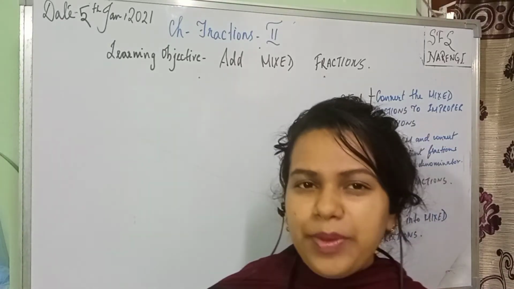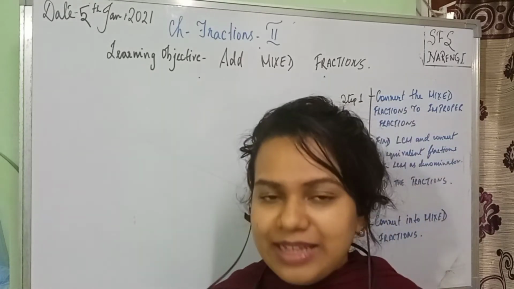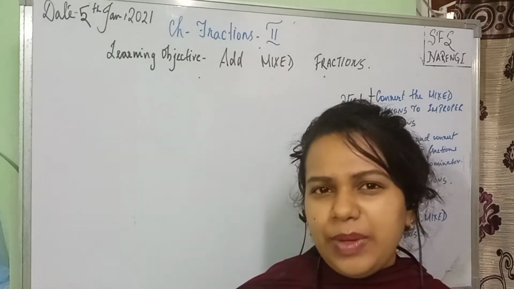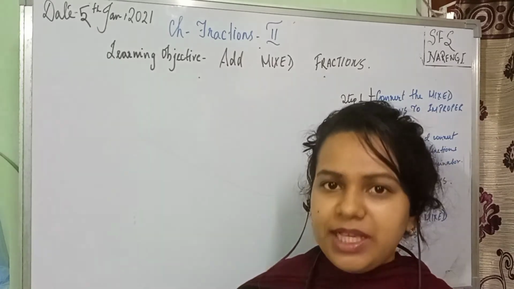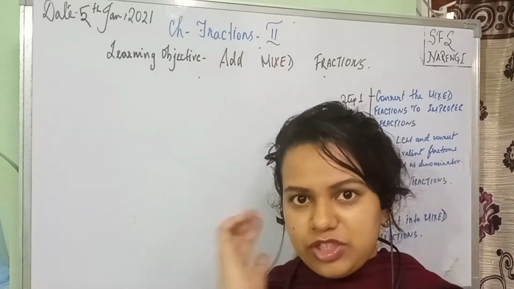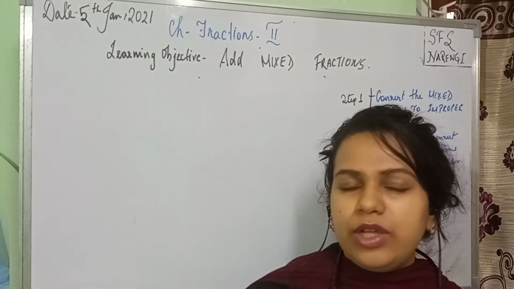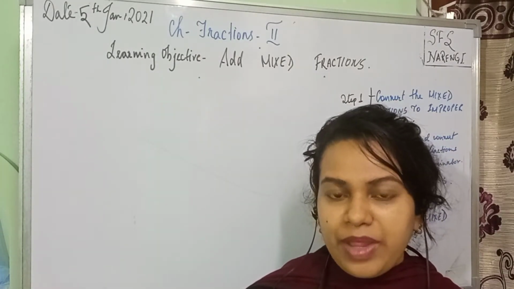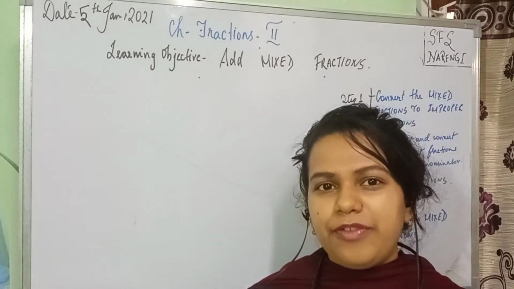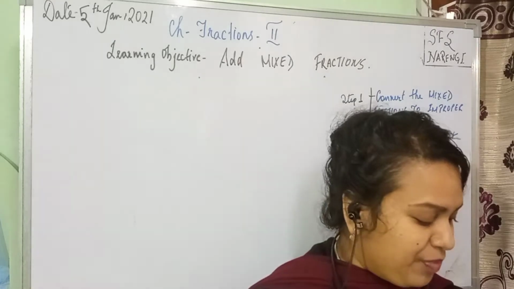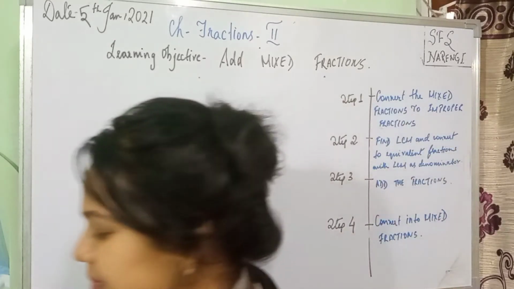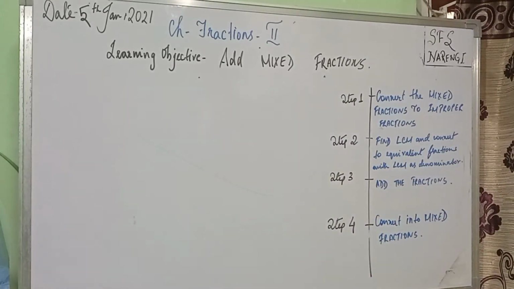So today we are going to learn how to add mixed fractions. Yesterday we learned what mixed fractions are and how to convert mixed fractions to improper fractions. Today we are going to do something different. Since we already know what improper fractions are, today we will learn how to add them together. Let us take a few examples, and we will learn the step-by-step process to add mixed fractions.